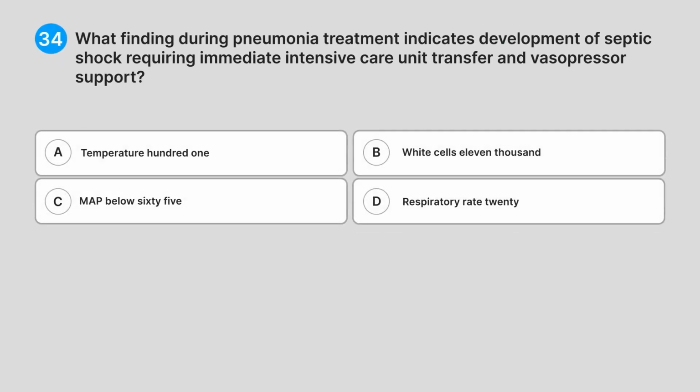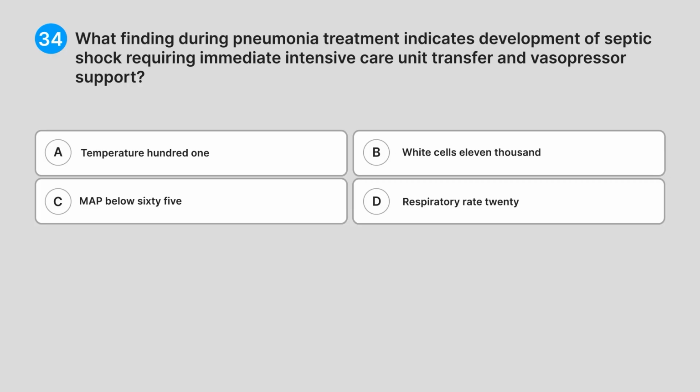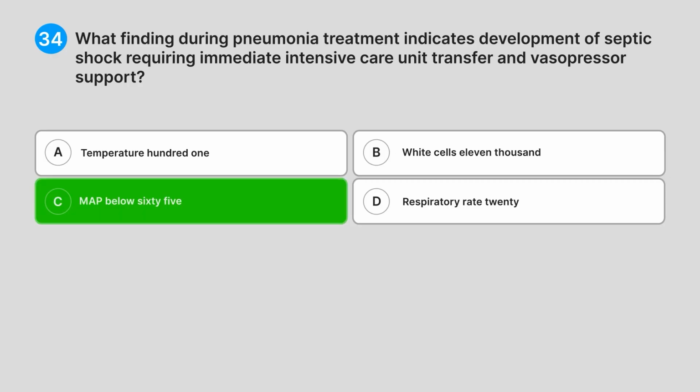34. What finding during pneumonia treatment indicates development of septic shock, requiring immediate intensive care unit transfer and vasopressor support? A. Temperature 101. B. White cells 11,000. C. MAP below 65. D. Respiratory rate 20. Do you know the answer? Correct answer, C. MAP below 65.